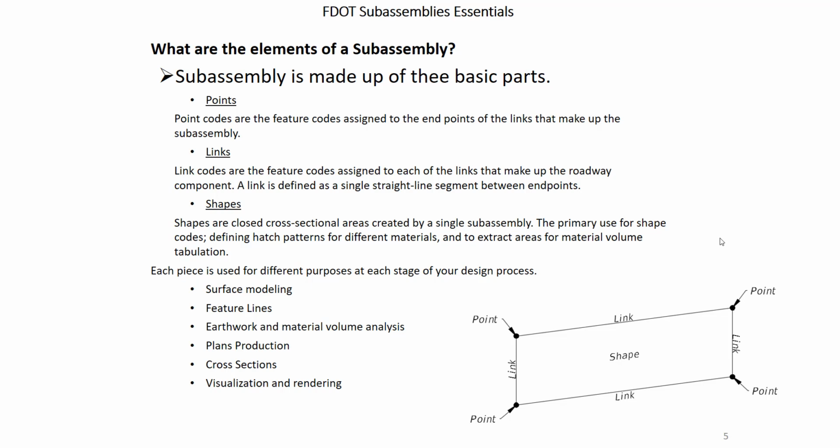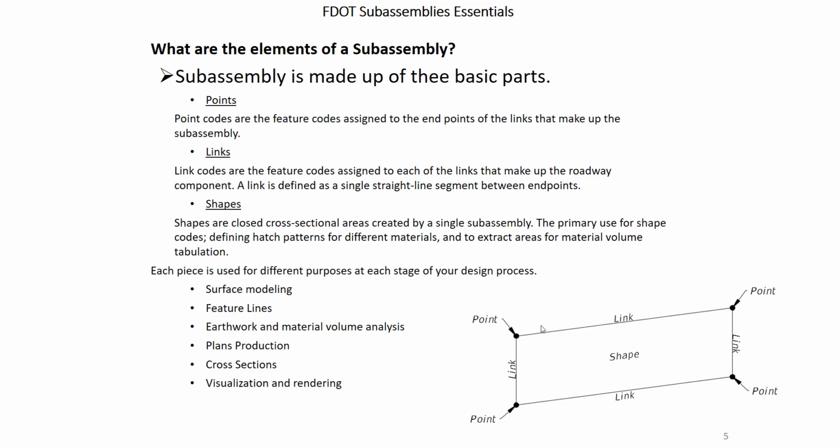So first of all, you have your points. Point codes are the feature codes that are assigned to the endpoints of the links that make up your subassembly. So we can pretend this shape here is maybe an outline of a sidewalk or something. And at the back and front of each of your sidewalk, you have these point codes.